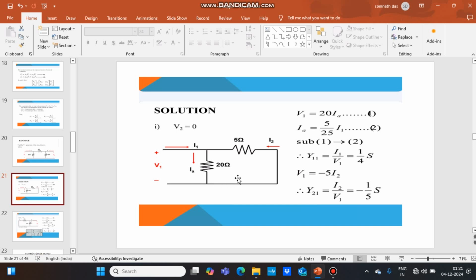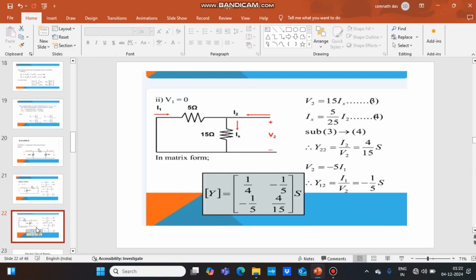From this figure we can say V1 equal to the voltage drop across the 5 ohm resistance. As the output terminals are short circuited, now the I2 current is flowing in the opposite direction. So V1 equal to minus 5 I2. So Y21 equal to I2 by V1 equal to minus 1 by 5 Siemens.